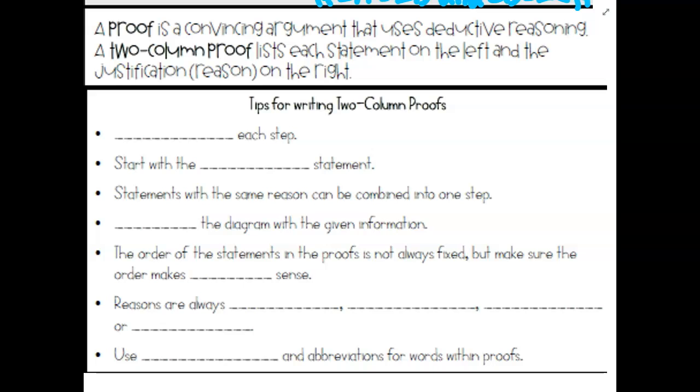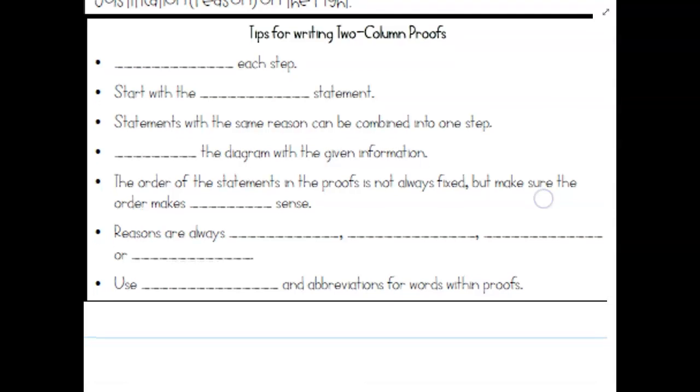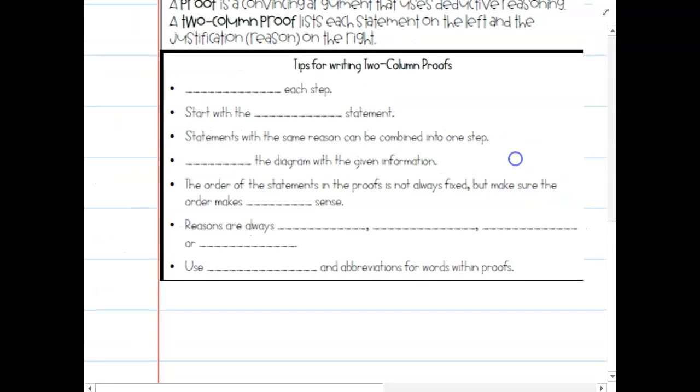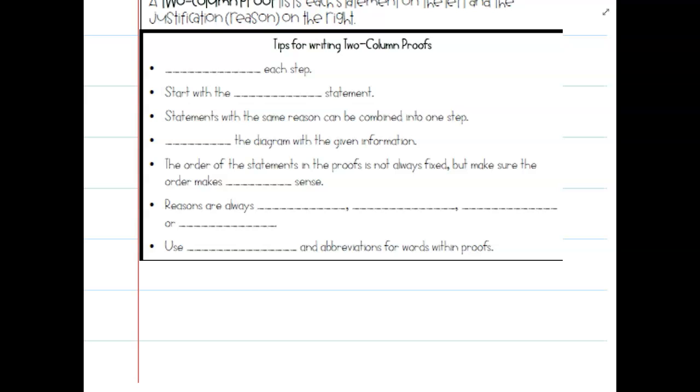So some tips for writing a two-column proof. We're going to be doing this a lot this year, so I think these are going to be pretty handy. First thing, you need to number each step. What I mean by that is whenever you're starting your proof, you're going to have your statements, you're going to have your reasons, and then you're going to have statement 1 and reason 1. You're going to have statement 2 and reason 2, and they should match each other.